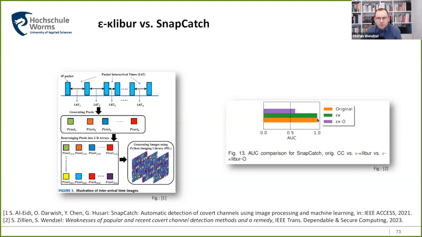And we thought, what could we do to circumvent SnapCatch as well? Well, what they did is they map all the interpacket time values to a range of 0 to 255 because of the pixel values. And we just added outlier values to the covert channel so that the remaining values match the pixel value range of legitimate traffic. And this is what we call epsilon Kappa-Libur O for outlier, and got an AUC of 0.6. So that worked as well, but it would be easy to fix SnapCatch so that this would be detected as well, because you would just remove the outliers.